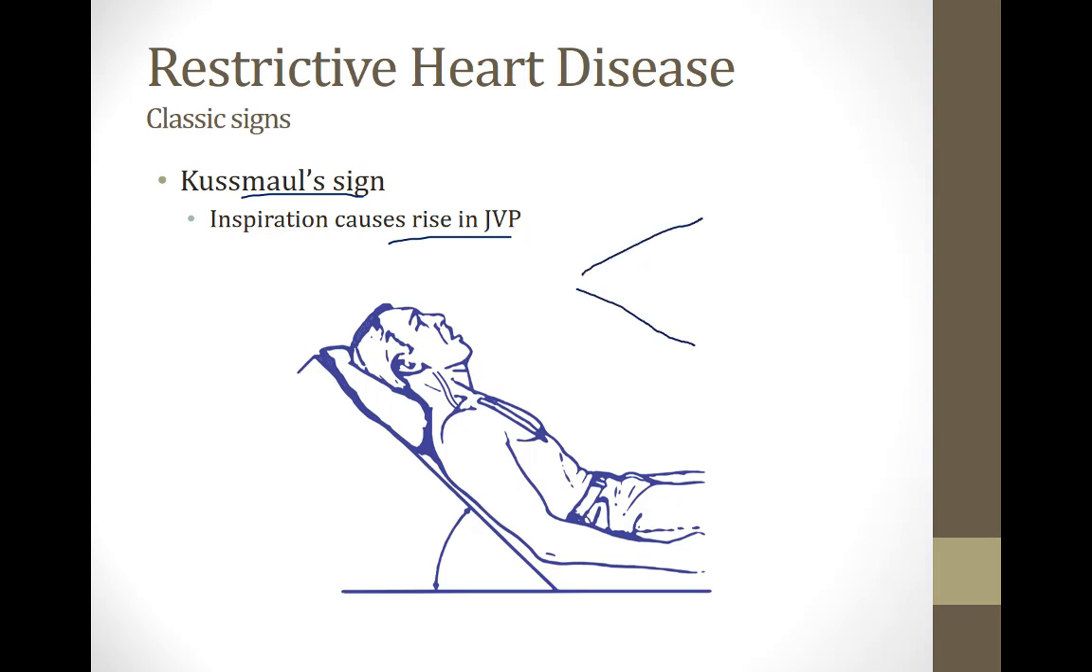And the reason it rises is because the ventricle cannot accept the extra venous return that occurs with inspiration, and therefore instead of more blood volume going into the right ventricle, it goes into the right atrium in the venous system and the jugular venous pressure rises. That's called Kussmaul's sign. It's a classic finding in restrictive heart disease.